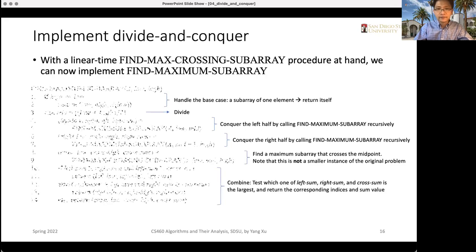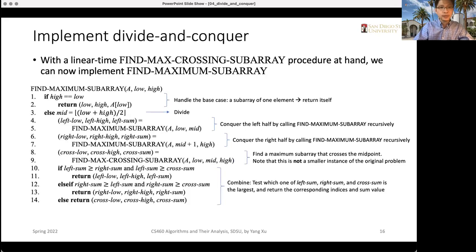Sorry, the order of the animation is a problem. Okay, so now we can define the algorithm, which has the name find maximum sub-array. It's a recursive algorithm because we now need to solve the first two cases recursively, right?